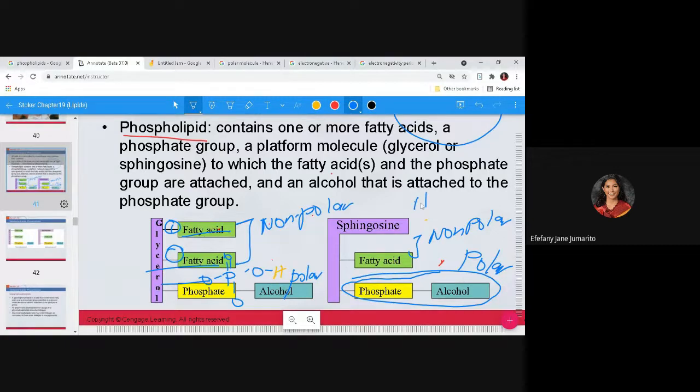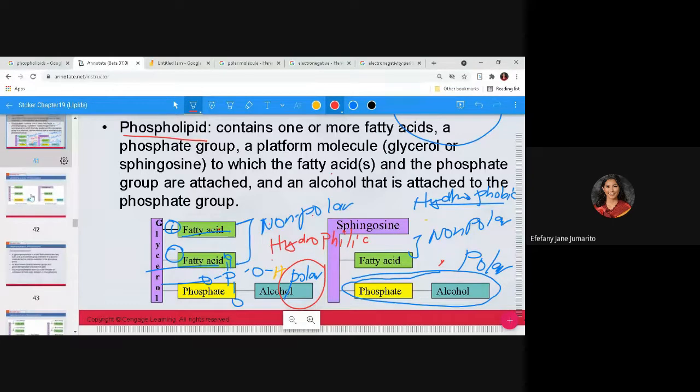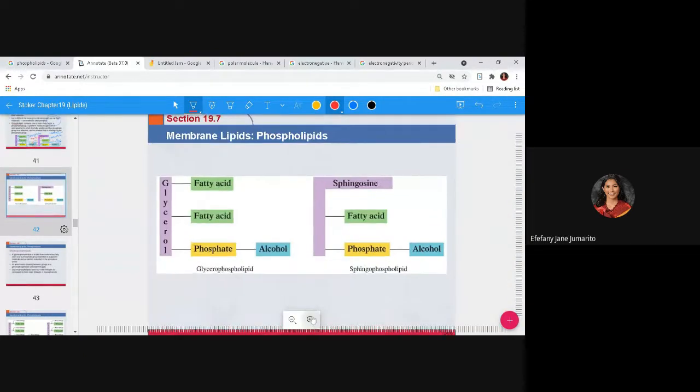When we say non-polar, hydrophobic, water fearing, hydrophobic, phobia, fear. So hydrophobic. Then we have your polar region. When we say polar region, okay, hydrophilic. Take note, class. Hydrophilic is for polar. Hydrophobic is for non-polar.